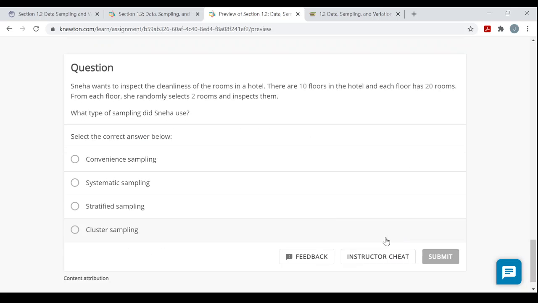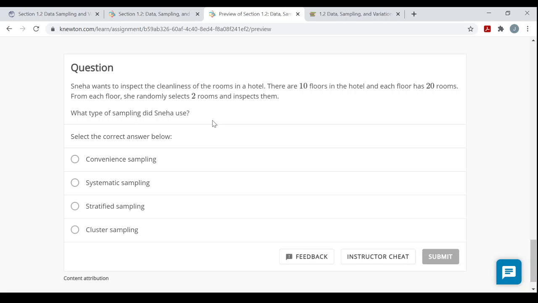Continuing. Here's another question related to that same topic. Sneha, how you pronounce that, wants to inspect the cleanliness of the rooms in a hotel. There are 10 floors in the hotel, and each floor has 20 rooms. From each floor, she randomly selects 2 rooms and inspects them. What type of sampling was this?